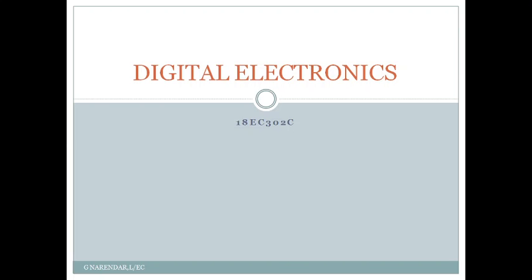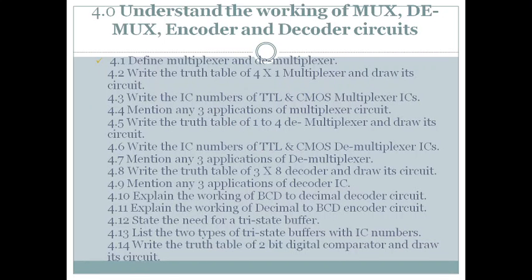In today's lecture, we will discuss in detail one more important combinational logic circuit called the multiplexer. So according to the syllabus, we will be discussing what is meant by a multiplexer and the truth table of a particular multiplexer called a 4 by 1 multiplexer.